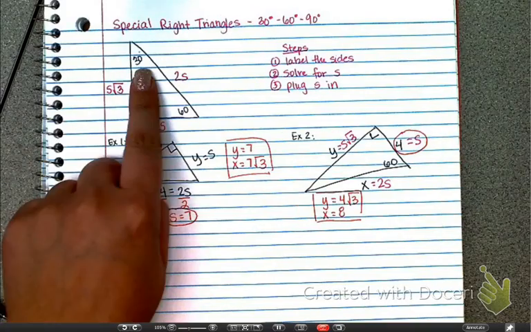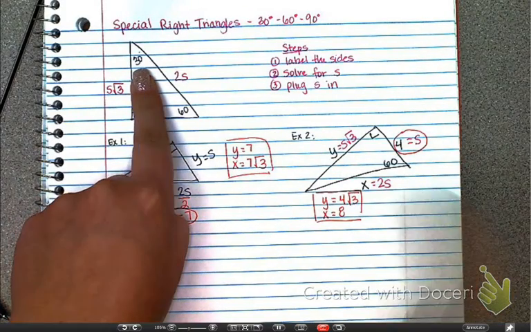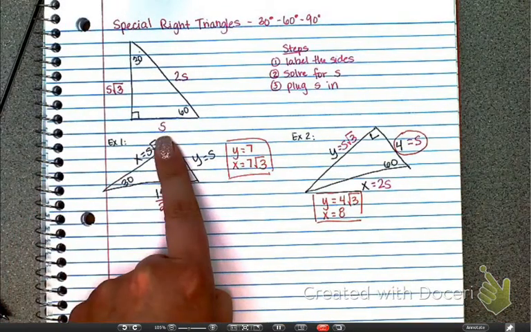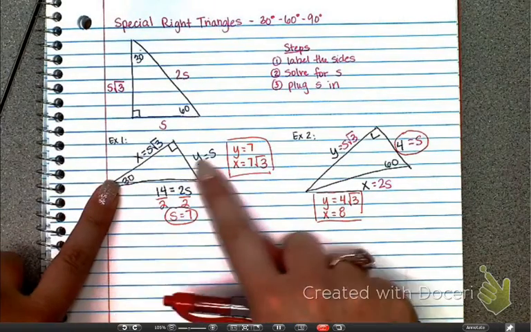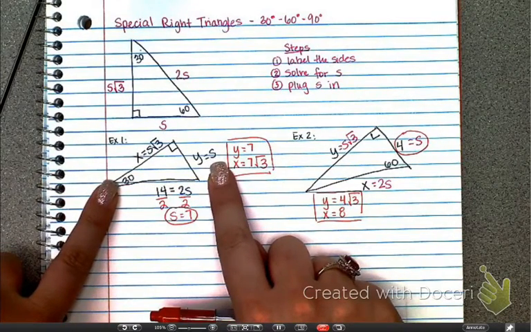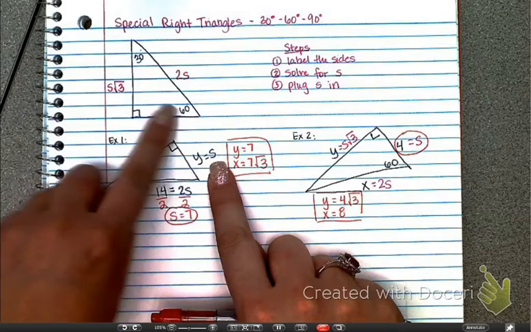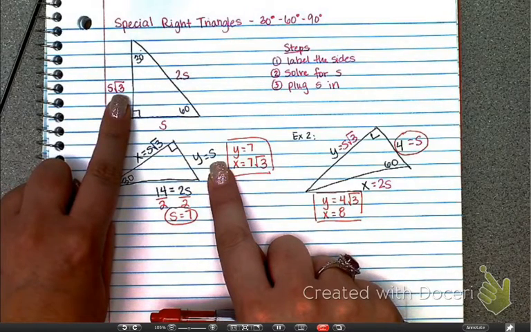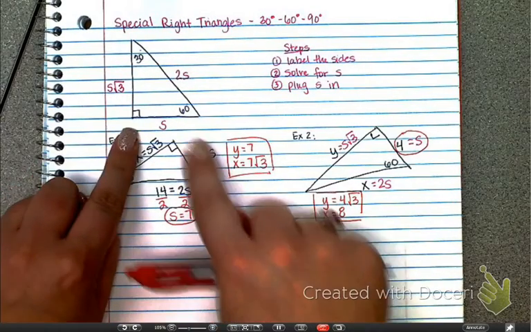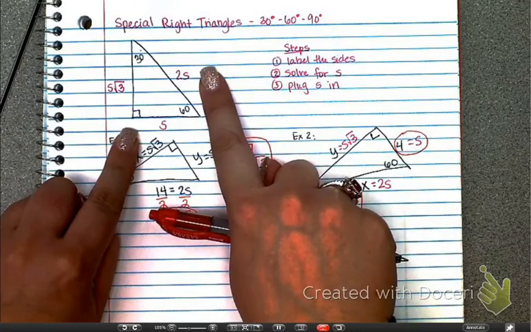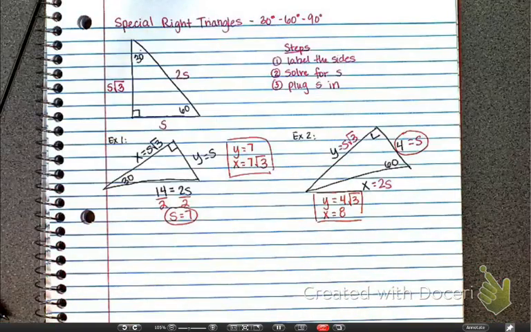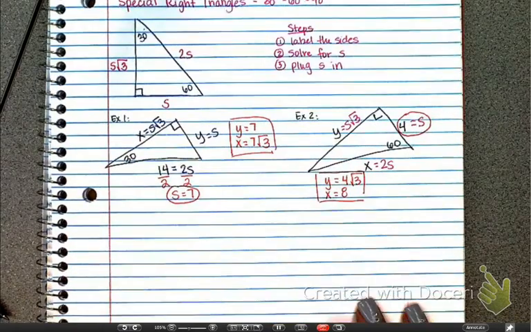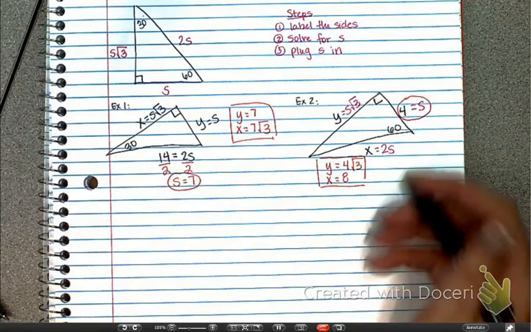So you go to the 30-degree angle in your new picture, and across from 30 degrees, you label it S. So here we went to 30. Across from 30, we label it S. Here we go to 60. Across from 60, we label it S radical 3. And across from 90, we label it 2S. That never changes. So you can think of this triangle as your formula. Okay? I'm going to give you 2 to try. Okay, we'll start with 1.